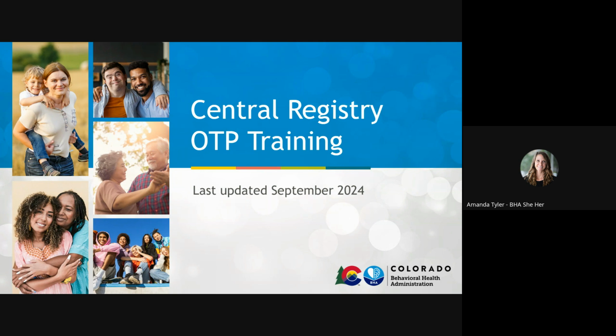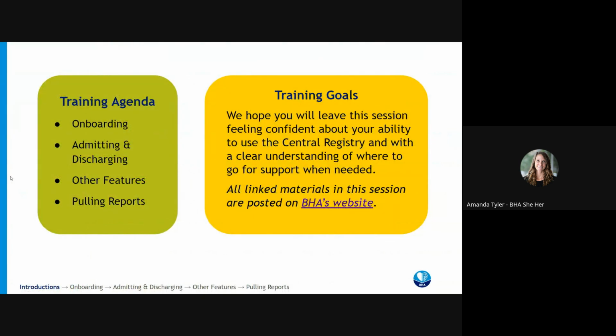First, I'm going to go over some slides that will talk about Central Registry and how to use the system. And then at the end of the slides, I'm going to pull up a test version of Central Registry to show live some of the features that I've talked about. In the slides today, we're first going to go over onboarding, admitting and discharging, some other features, and pulling reports. I hope that by the end of this, you'll feel confident in your ability to use Central Registry, and you'll also have a clear understanding of where to go for support when needed. As a reminder, these slides are also available on BHA's website, as well as some other training materials, so feel free to take a look at those at any point.